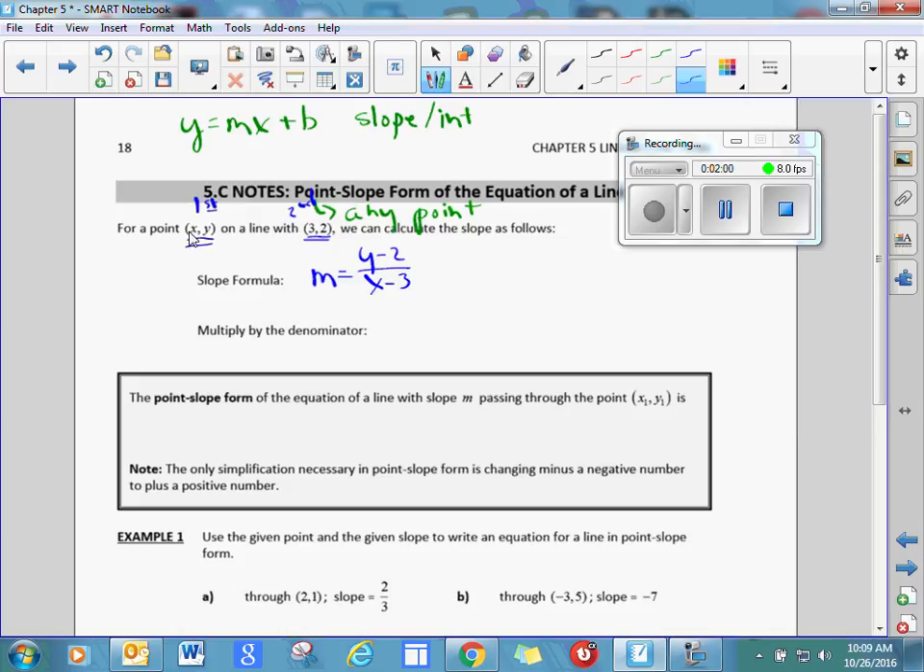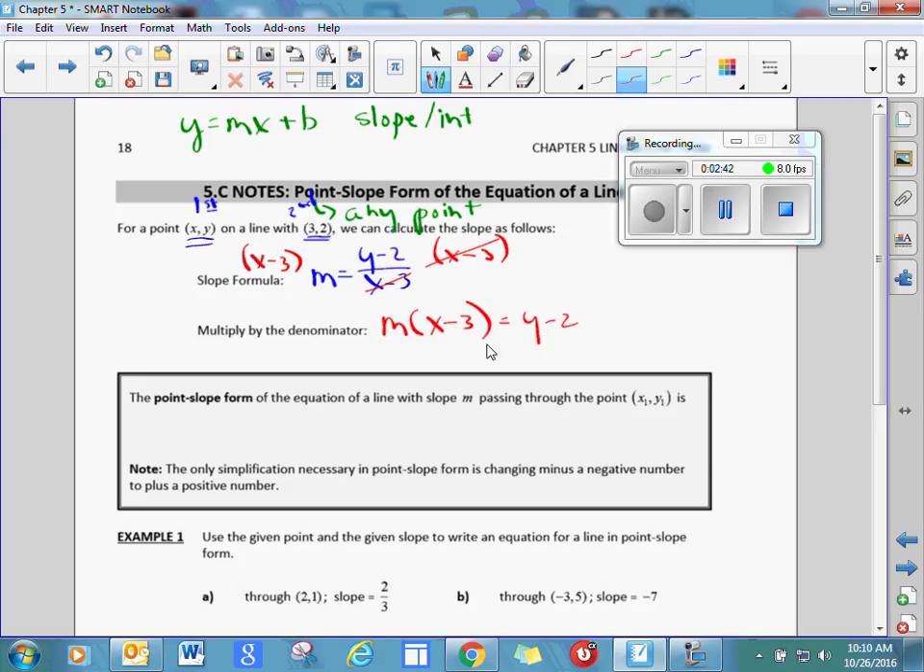Remember, we can start with x sub 1 or y sub 1 first, but we have to be consistent in the numerator and the denominator. So this is what our slope looks like. It's pretty ugly looking because we don't have another point. We've just got x and y. If I'm going to rewrite this, we're going to get rid of the denominator, x minus 3, by multiplying both sides by x minus 3. Those cancel. And now we have m times x minus 3 equals y minus 2.